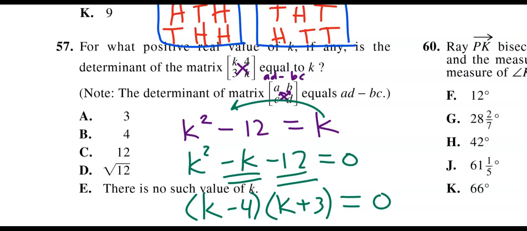How come negative 3 isn't one of the answers? I see positive 4 as one of the answers, but why isn't negative 3 one of the answers? What's the question say? Does the question give me any information about k?